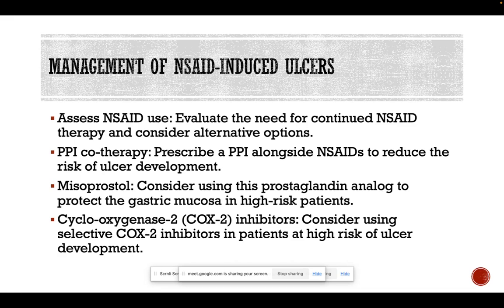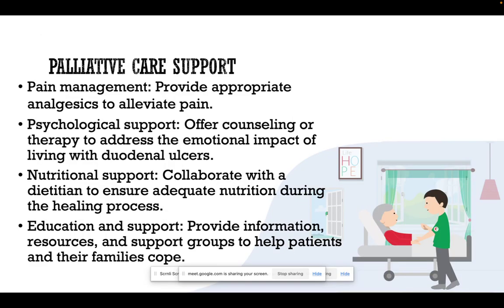PPI co-therapy: we generally prescribe a PPI along with the NSAID to reduce the risk of ulcer. Misoprostol: we use this as a prostaglandin to protect the mucosa, and COX-2, or cyclooxygenase 2, for selective COX-2 inhibitors.